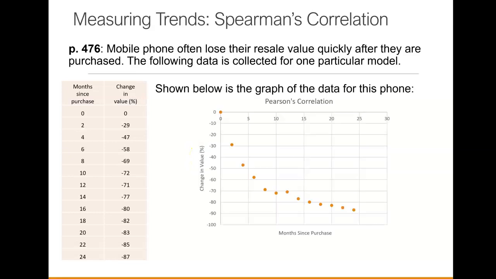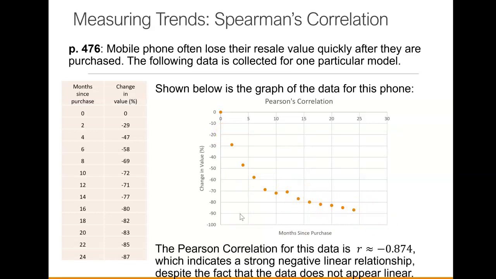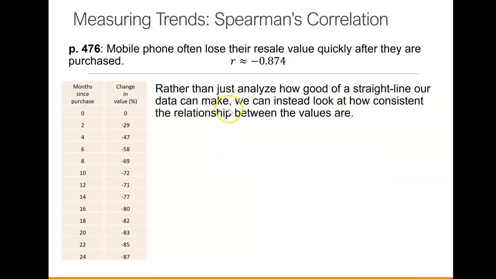Here's the graph. Does this relationship appear to be linear? No, it looks kind of exponential, right? If we do the R value, the relationship is negative 0.74. So we have a strong negative linear relationship, despite the fact that this data doesn't really look linear. So I put that up here. Notice that's our R value.